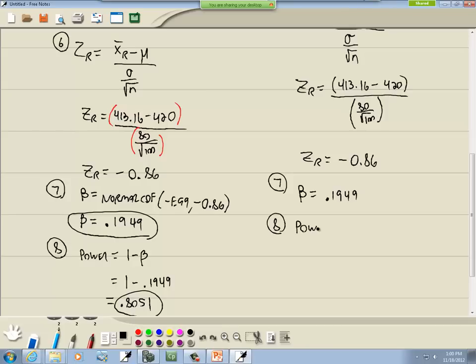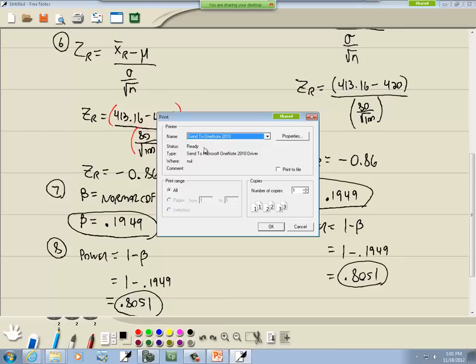Power of the test. That's still 1 minus beta. That hasn't changed. So that's 1 minus 0.1949, which gives us 0.8051. So that's the power of the test, and that's a probability of a type 2 error. So let me save that.